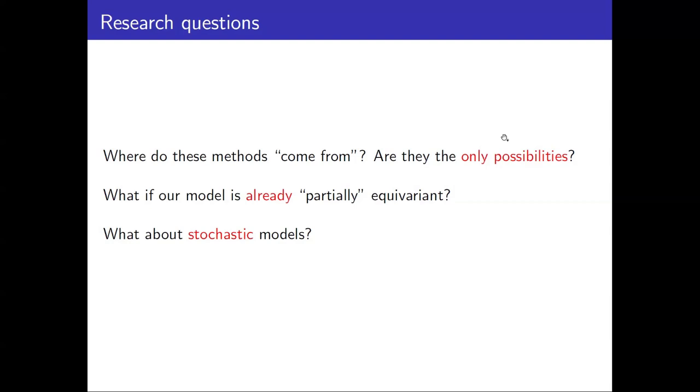And I guess importantly for a statistics audience, what about stochastic models? This comes up a lot, like the protein example I mentioned earlier is a stochastic model. These methods that I just described work purely for deterministic neural networks, basically. So there's not a theory of symmetrisation for stochastic models yet either. So I'm going to try and address these questions for you today.